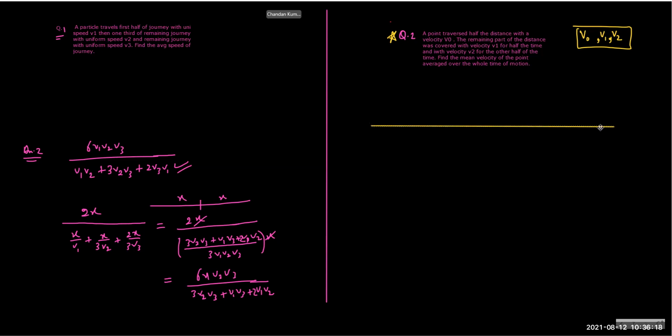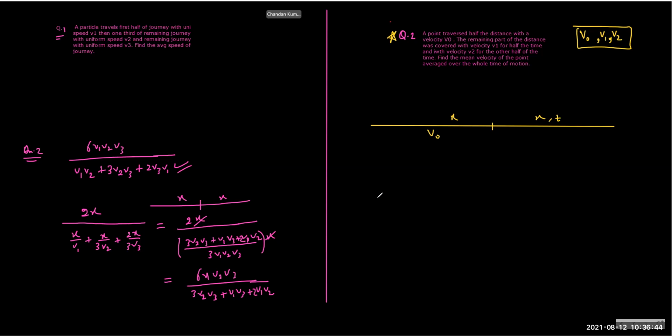So the question says that a point travels half the distance. So let's call this half. It travels half the distance with V naught. But something different information is given. The remaining part of the distance was covered with velocity V1 for half the time. Okay. So let's say you take time t.